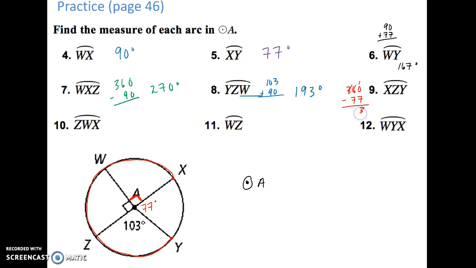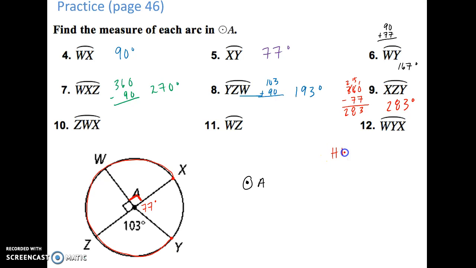All right, so I have 3 here. Borrow, borrow. So this gives me 8. So 283 degrees would be the measure of arc XZY.